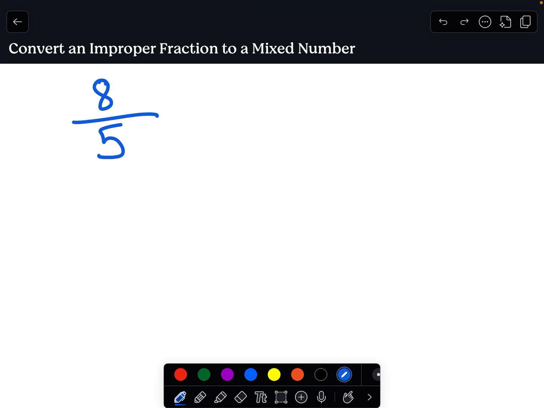And let's say we want to change 8/5 to a mixed number. Well, to do that, there are a few different ways to do it, but one way to do it is to simply use long division. Now remember, 8/5 is the same as 8 divided by 5. You can think of this fraction bar also as a division bar.